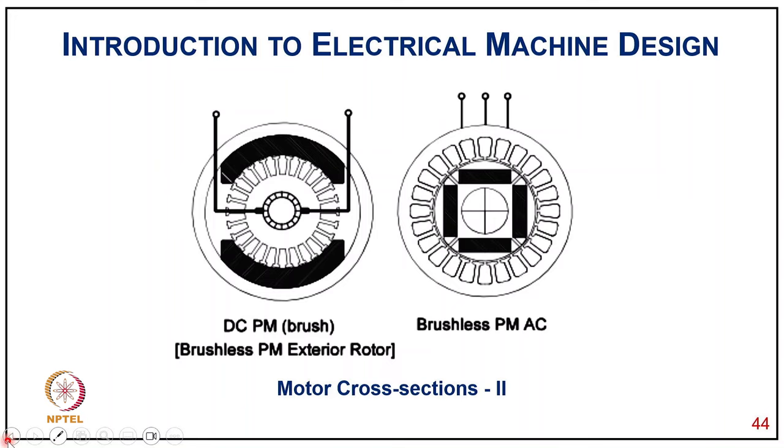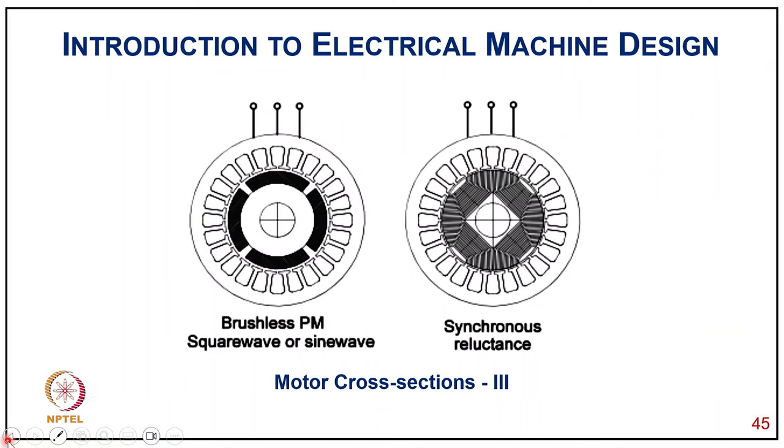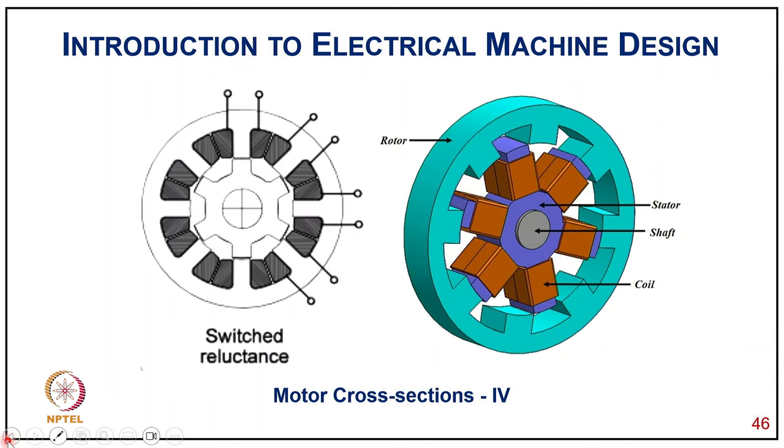Then we have permanent magnet brushless AC motors of both kinds: permanent magnet brushless sine-fed motors and permanent magnet brushless DC motors. You can call these square wave and sine fed. And then there is the synchronous reluctance motor. Well, then another category is the reluctance motor.